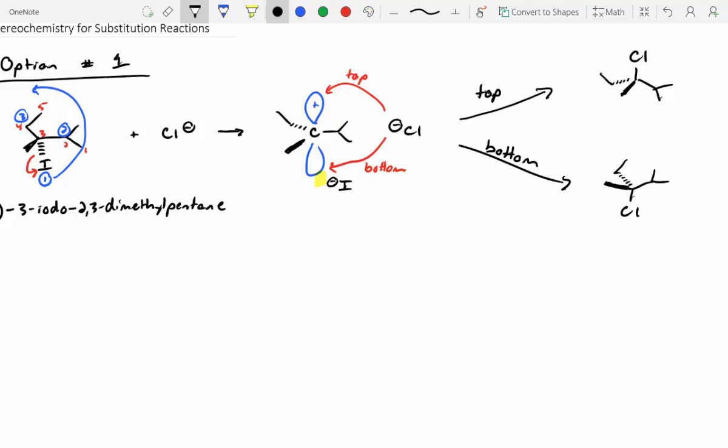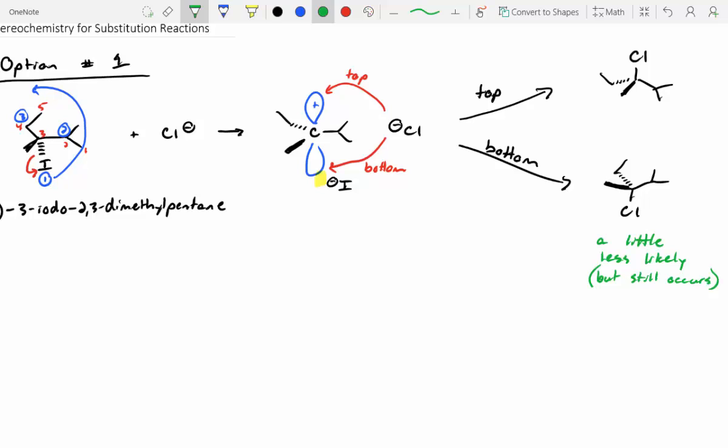So let's make a note of that. So a little less likely. But still occurs. And that really has to do with the blocking ability of that iodine.